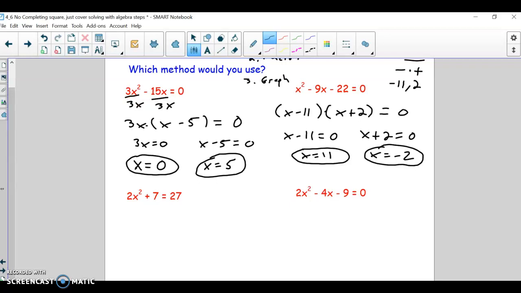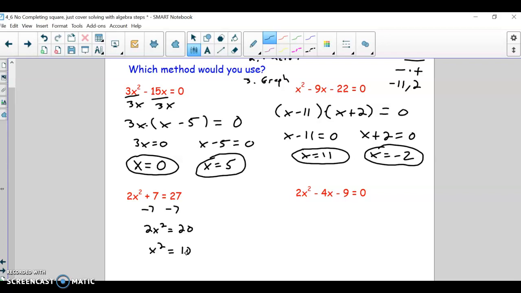All right, working our way down here. Next one up is this one is algebra steps because it doesn't have x, it has just x squared. So basically we can isolate the x squared and then take the square root. So minus 7 gives us 2x squared equals 20. Divide by 2, x squared equals 10.